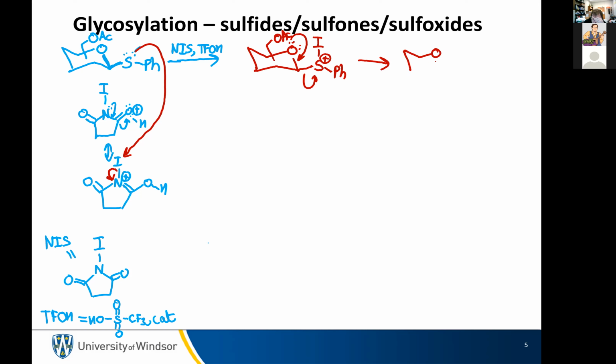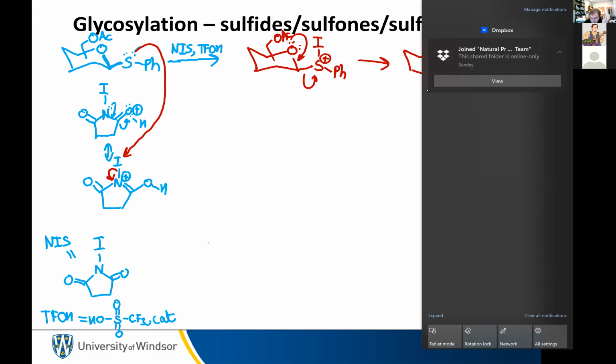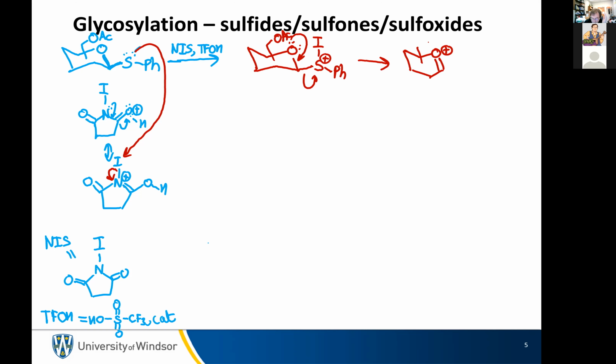Oh, look, we made an oxocarbenium. This now just does oxocarbenium chemistry. So everything we've discussed, solvent effects, nature of the protecting groups, nature of the temperature, and so on, takes over and defines the chemistry. In this case, we have a C2 participating group, so we expect to get beta products.